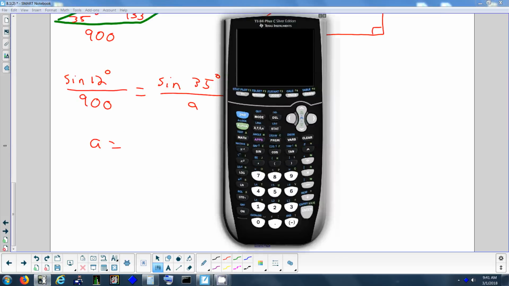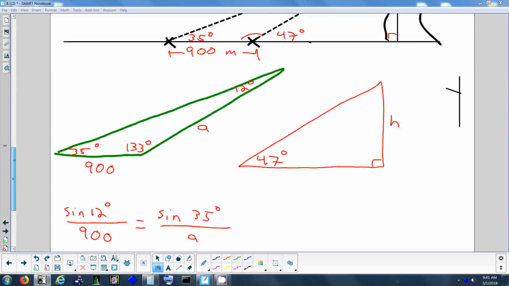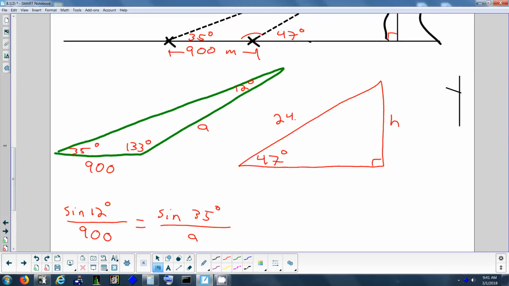So we're going to have 900 times sine of 35, and then we're going to have to divide by the sine of 12. Okay, so we get 2,482.88 meters. Is that the height of the mountain? No, it's not the height of the mountain. It's the hypotenuse. Okay, I won't put meters because that'll just look confusing.